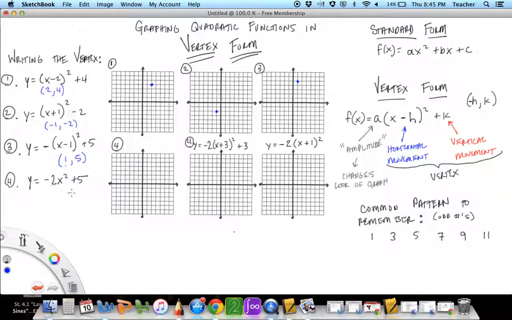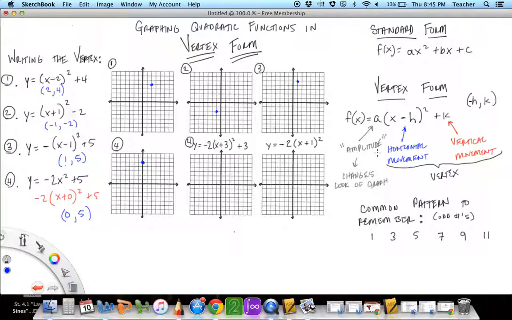Now this particular one, number 4, in my video here, has something weird because it doesn't have the parentheses squared, it just has x. But if I rewrite this in vertex form, we have -2 times (x plus 0) squared plus 5. You can see that although we don't have the parentheses with the squared, it is x plus 0. So our vertex for this equation is going to be 0, with no horizontal movement, and it goes up 5. So I will graph that: 0, 1, 2, 3, 4, 5.